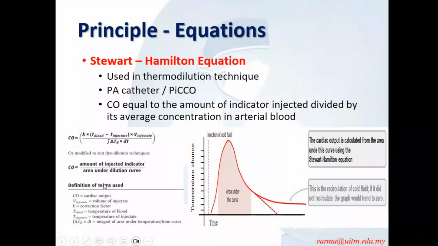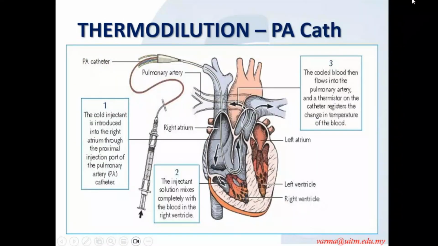Okay, the definition of terms used here: the cardiac output, CO, V injected is the volume injected. So it means how much of the cold water is injected. This is all a bit too technical. I'm not going into depth of it. This is just a revision class. Okay, so as long as you know this equation and you are able to tell this graph, it is more than enough. Stewart-Hamilton is a derivation of Fick's principle. Please remember. This is your thermodilution using a PA catheter.